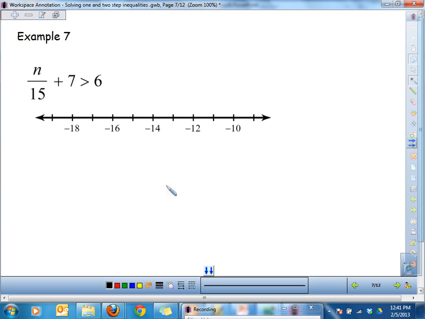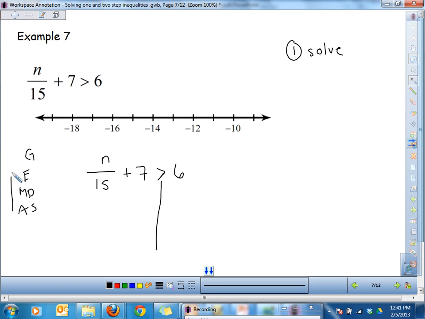All right, now let's try an example that's a little more complicated. We have n over 15 plus 7 is greater than 6. Now remember, your first step is always to just solve. You need to get your variable by itself. This is a two-step equation. You can solve a two-step equation. Remember, we want to use reverse PEMDAS.